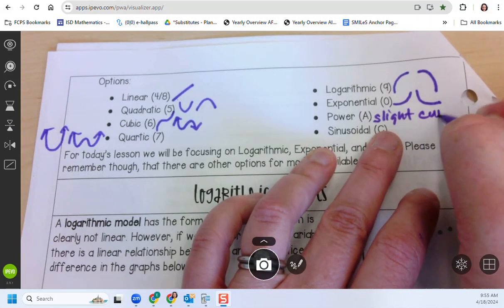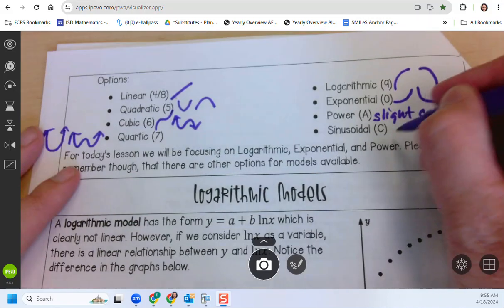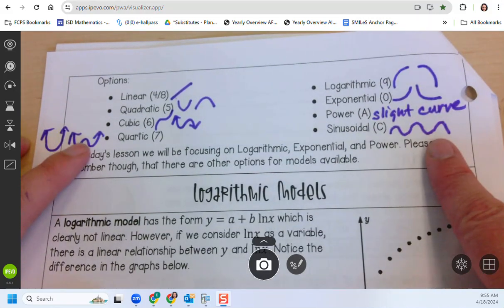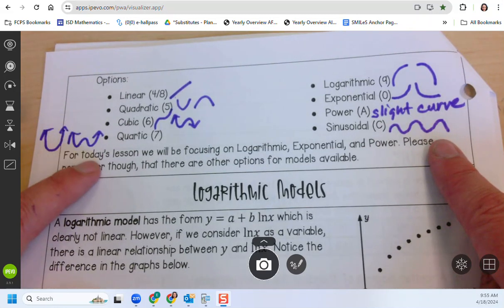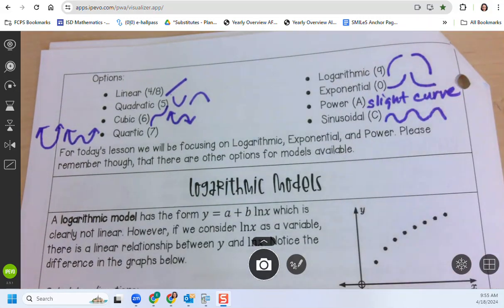And do you guys remember what sinusoidal looks like? Sinusoidal includes what two trig functions? Sine and what else? Cosine. Good. So sinusoidal graphs look like this. The difference between a sinusoidal graph and, for example, a quartic graph is that the quartic graph at the end is going to keep going up or keep going down. But the sinusoidal graph is going to keep oscillating. It's not going to eventually go up or down. That's why I don't usually put arrows at the ends of my sinusoidal graph, because the arrow would indicate that it just keeps going up or down, and it doesn't do that.